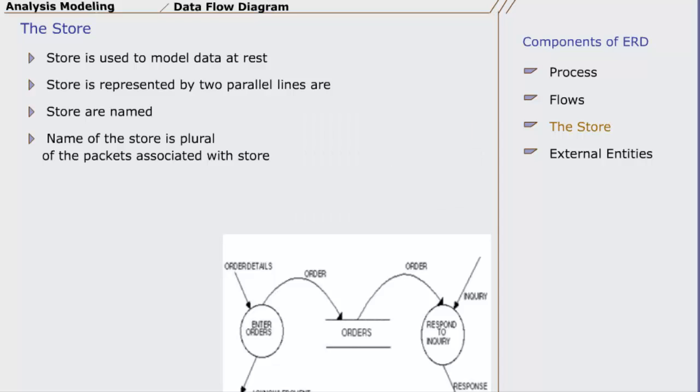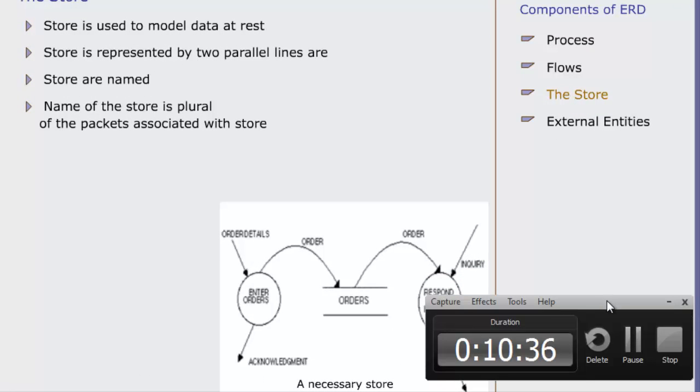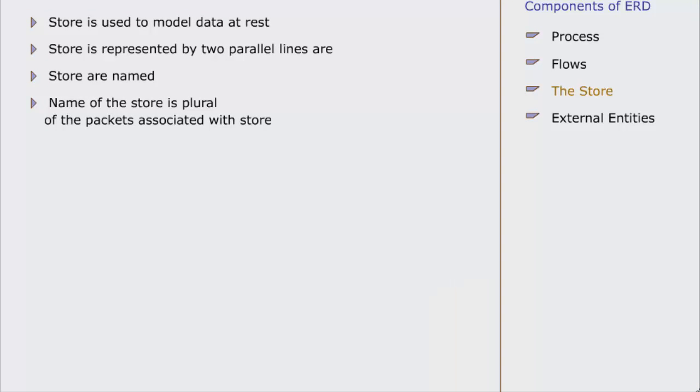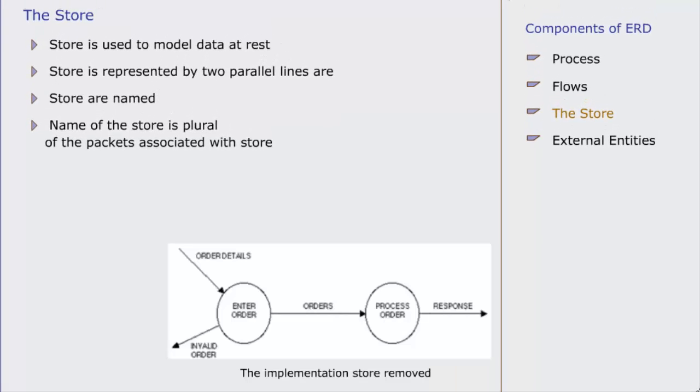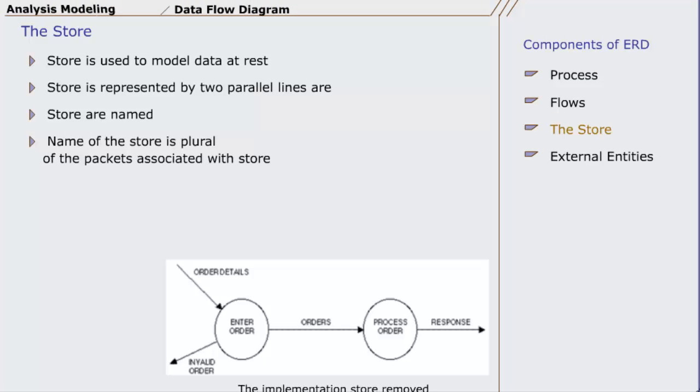The figure shows a fragment of a system in which, as a matter of user policy, the order entry process may operate at different times or possibly at the same time as the order inquiry process. The orders store must exist in some form, whether on disk, tape, or card. If we were to exclude the implementation issues and model only the essential requirements of the system, there would be no need for the orders store. We would instead have a DFD like this one.